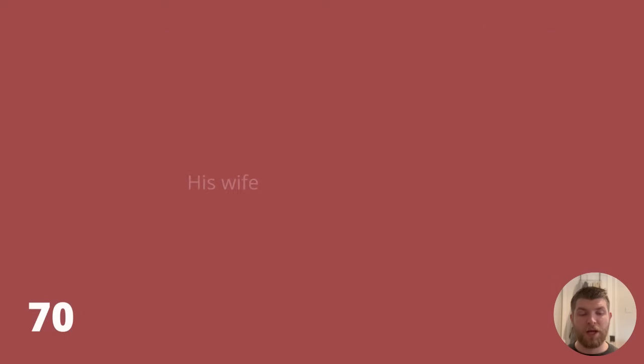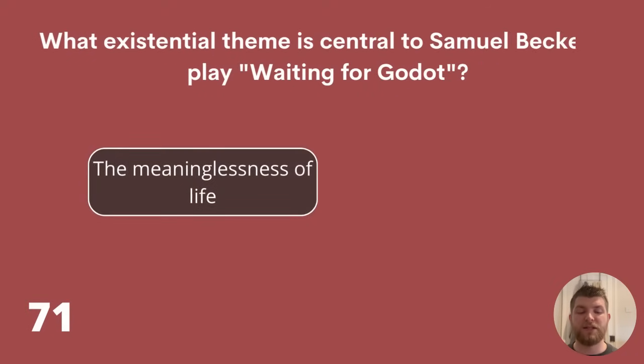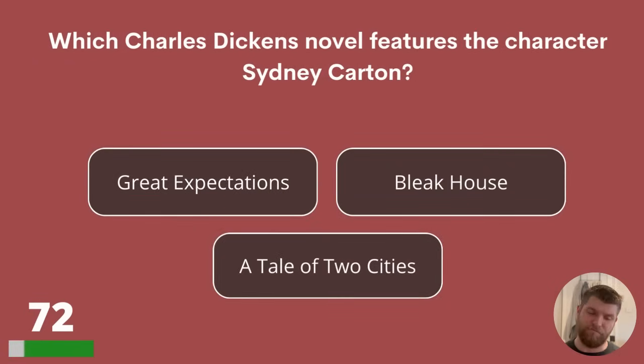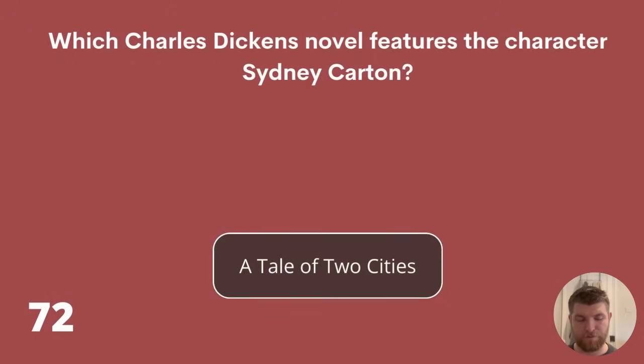Question 71. What existential theme is central to Samuel Beckett's play Waiting for Godot? The meaninglessness of life, the absurdity of war, or the unpredictability of love? The answer is the meaninglessness of life. Cheery. 72. Which Charles Dickens novel features the character Sidney Carton? Great Expectations, Bleak House, or A Tale of Two Cities? The answer is A Tale of Two Cities.